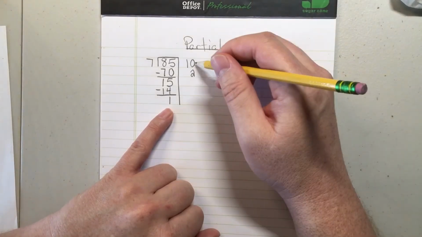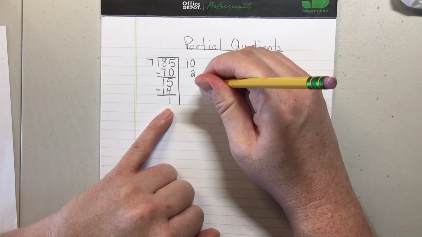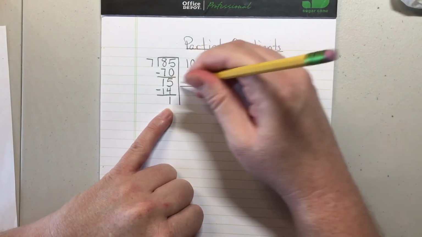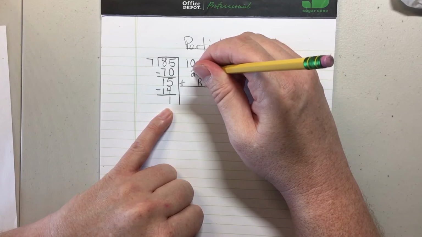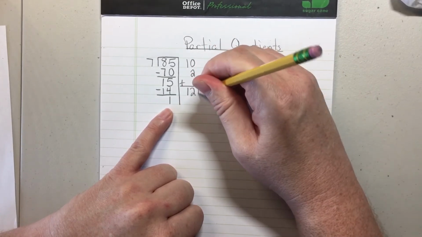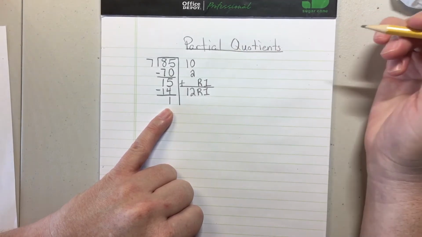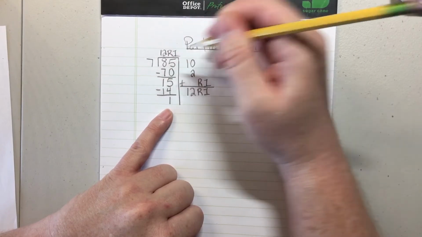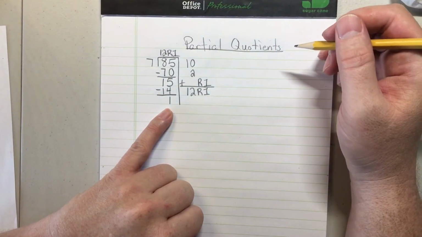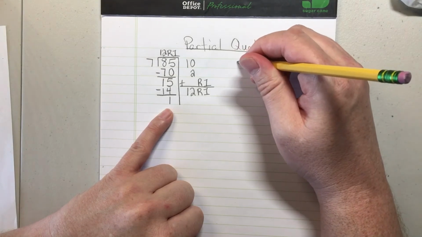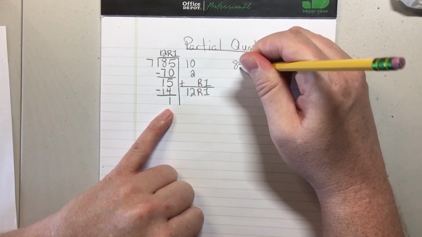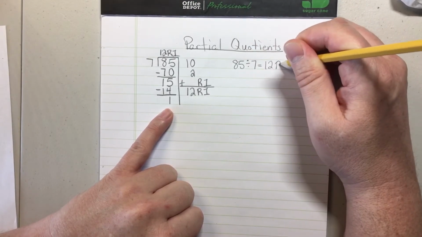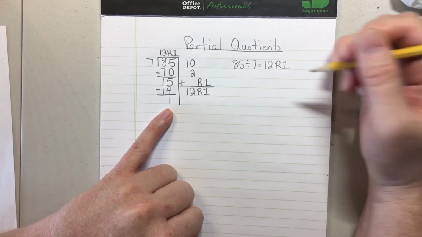Okay, so what I like to do if I have a remainder is write it right here, R1. That makes it a little bit easier for me when I add it. So I'm going to do 10 plus 2 is 12, remainder 1. Now, write it as an expression that makes sense to you. 85 divided by 7 equals 12 remainder 1. Okay? That's fine to do.